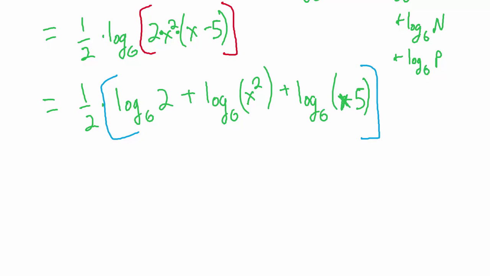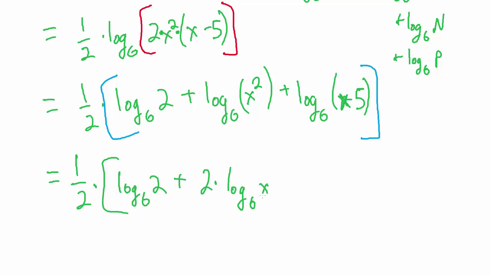Okay, so scroll down a little bit and continuing. Let's see. So there's a couple more things we can do to simplify. We can actually use the power rule again. Now that we have the x squared by itself right here, we can use the power rule on that guy, and then we're going to get 1/2 times square bracket base 6 log of 2 plus 2 times the base 6 log of x plus the base 6 log of x minus 5.